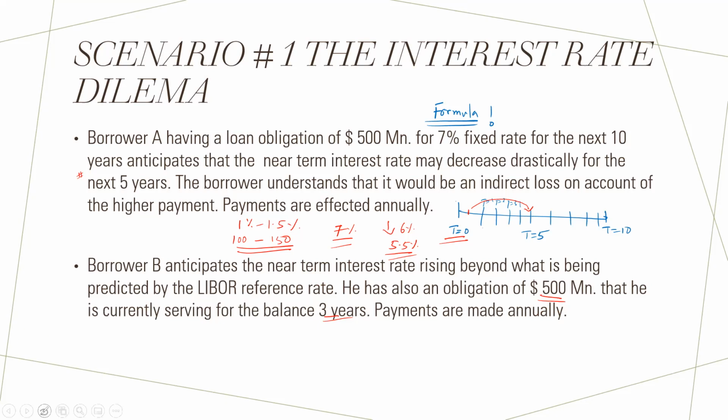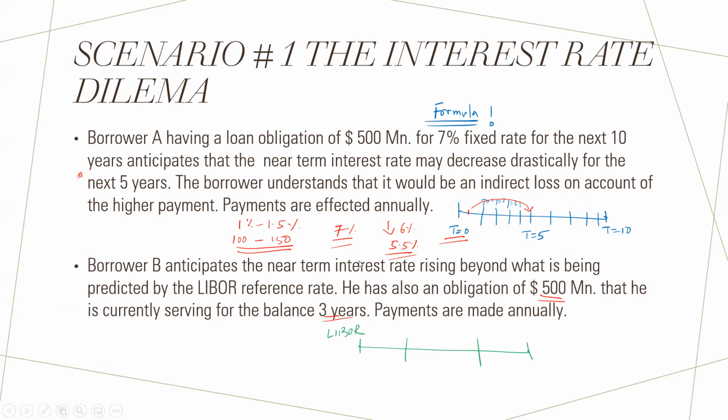A few things noteworthy: we are talking about borrower B, and borrower B has a remaining tenor on the loan that he has taken. When I say he, I'm using a gender, but you must understand this is basically an institution. So we are talking about 3 more annual periods, and the institution is paying at a floating rate, and the floating rate is benchmarked to LIBOR.